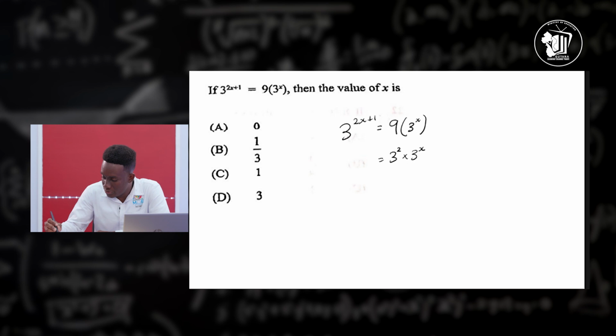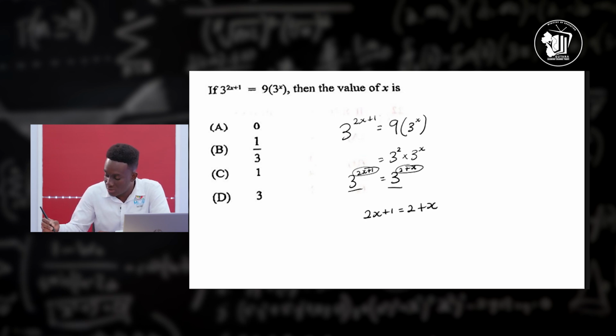So we know 3 to the second power times 3 to the x power would be the same as 3 raised to, we are adding the indices, so this would be 2 plus x. And this would be equal to 3 raised to the 2x plus 1. So since the bases are the same, now we can equate the powers. So we now have 2x plus 1 is equal to 2 plus x.